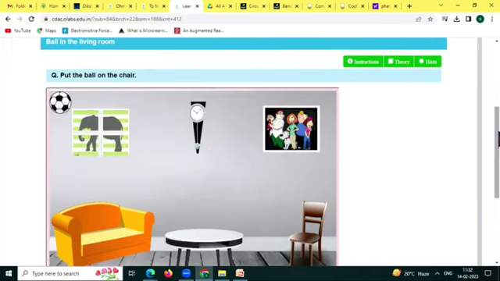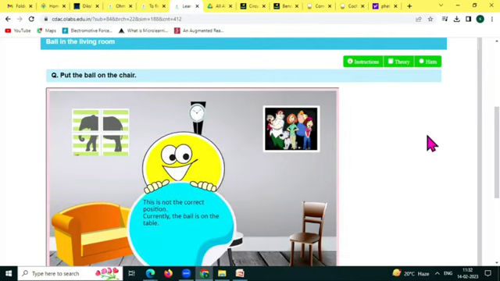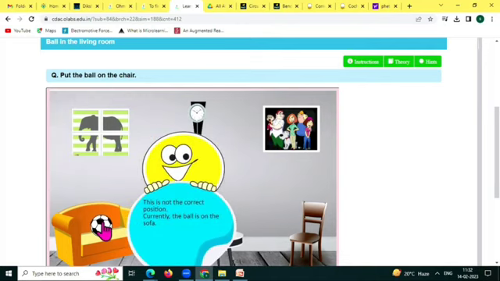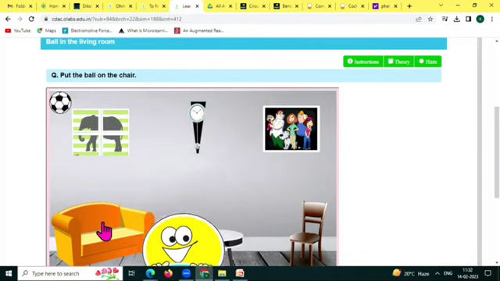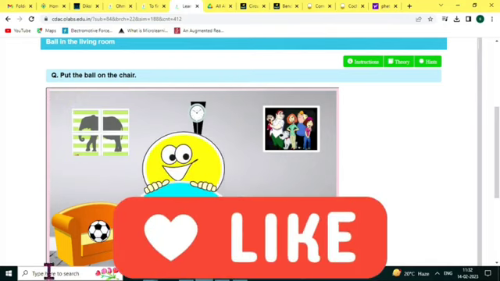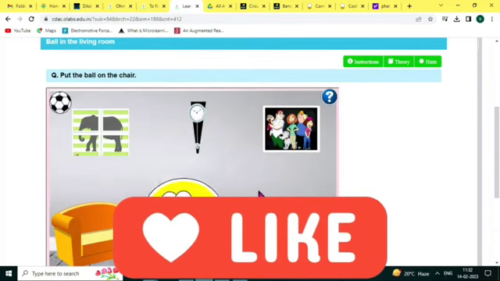So we get immediate feedback. Now put the ball on the chair. I am putting it on the table. Let us see what happens. This is not the correct position. Currently the ball is on the table. So I will do it again. If learners are given immediate feedback, then learning deepens because they can understand by doing, and they can understand by observing also. Now the next is put the ball on the chair. I have done it on the chair, so it is correct. One feedback will be there, and then the next question.